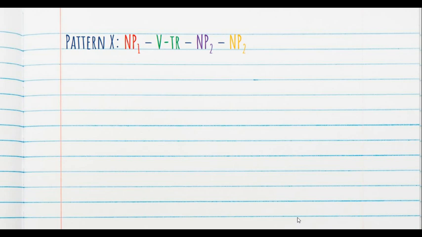This is it, pattern 10. We've gone through all 10 patterns, and so we've arrived at the last one. Remember, patterns 8, 9, and 10 are all variations of pattern 7. So pattern 7 establishes our direct object, and then patterns 8, 9, and 10 are all variations.